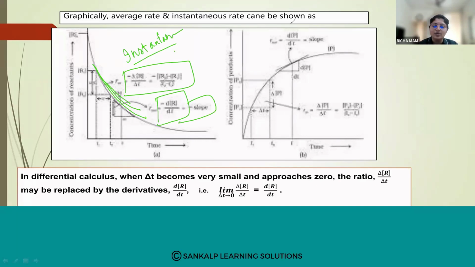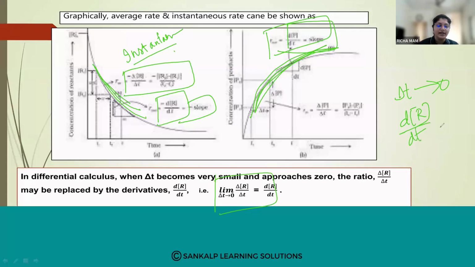So here the slope represents your instantaneous rate. Our instantaneous rate is given as dR/dt, which equals the slope. The slope represents your instantaneous rate. That is when your limit, delta t, is extended to 0, your concentration change becomes dR/dt.